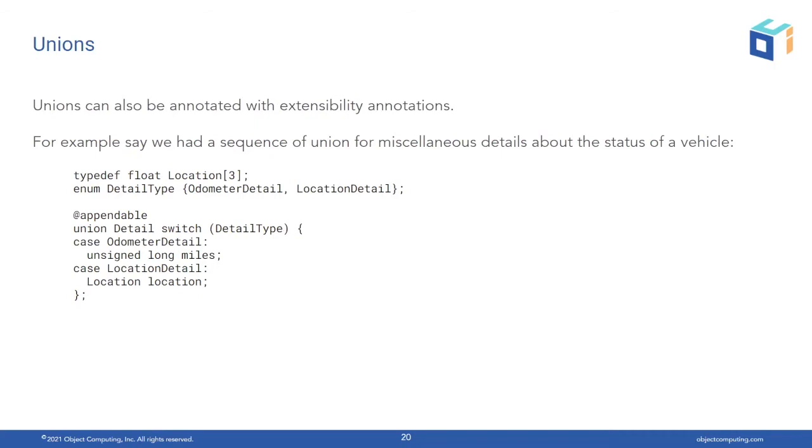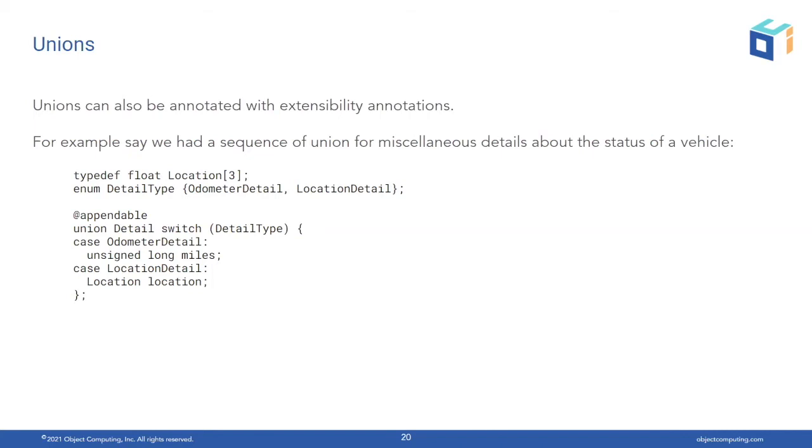So that was for structs. Unions can also be modified in similar ways. Here we're just going to go over a basic appendable example where, say, we had some details about the vehicle that we also wanted to publish: odometer, location from a GPS, for example.